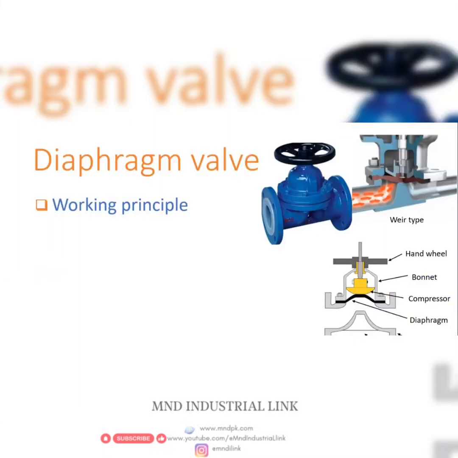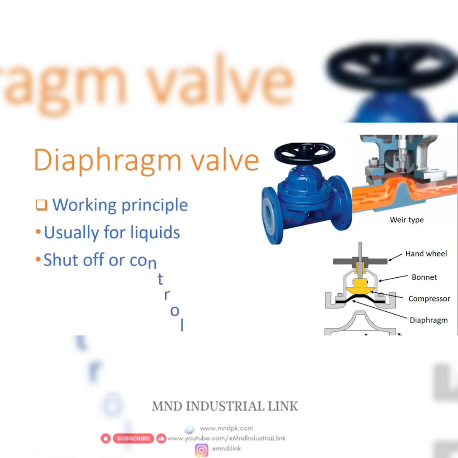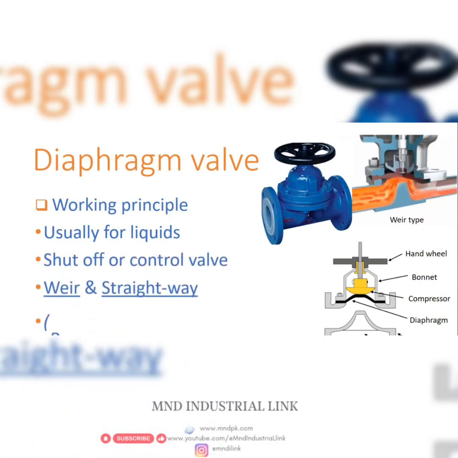Diaphragm valve working principle. It has a diaphragm moved by a compressor with the aid of a stem. Most of the time it is used for liquids, acting as both shut-off valve and control valve. There are two types called weir and straightway. Most commonly seen is the weir type. And the pinch valve is an improvement of the diaphragm valve working on the same principle.